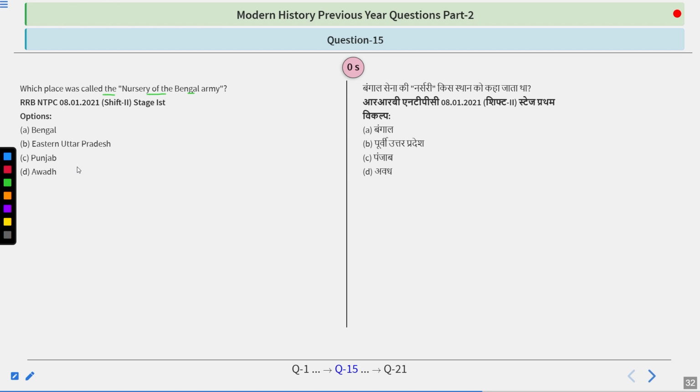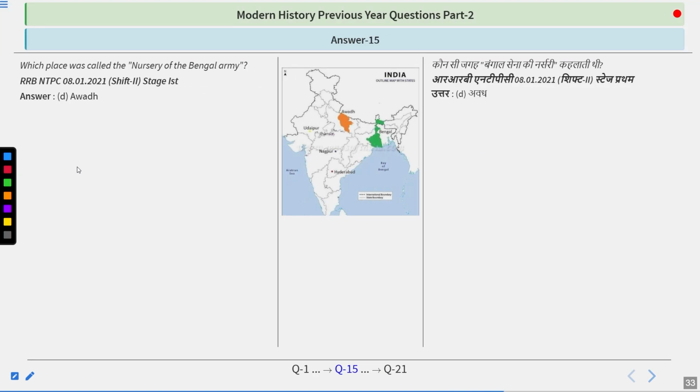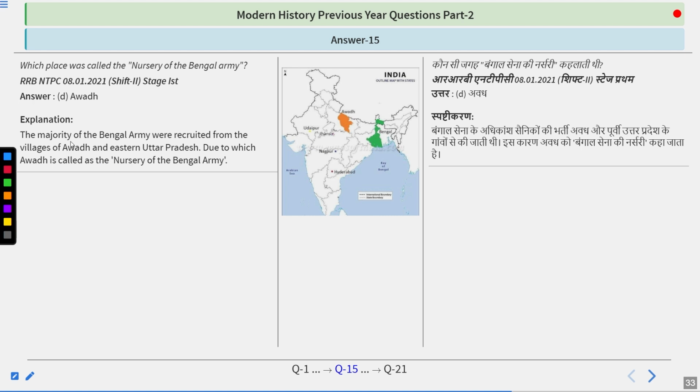And I guess you have figured it out. The answer is Awadh. The majority of the Bengal army were recruited from the villages of Awadh and eastern Uttar Pradesh, due to which Awadh is called the nursery of the Bengal army. So remember this thing as well.